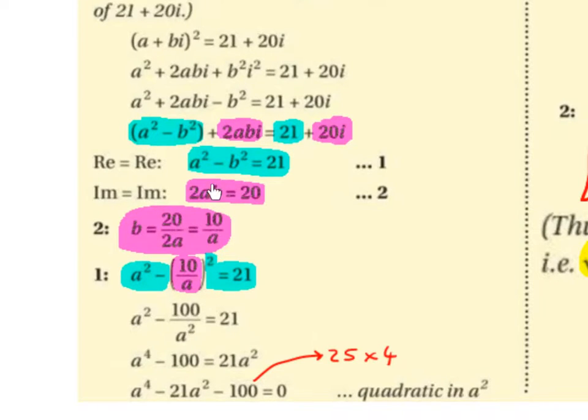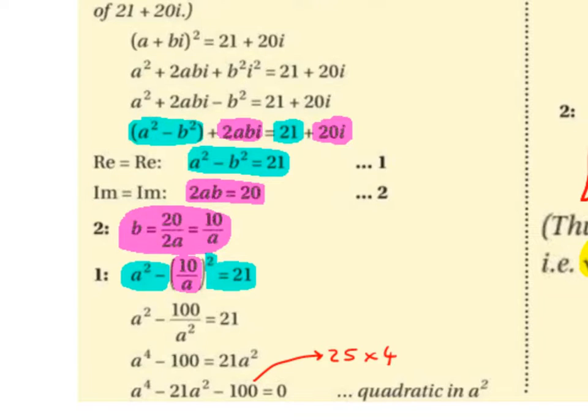So we're going to take equation 2 and solve for b. So we're going to say 20 divided by 2a, we'll get the b on its own, and 20 divided by 2a is going to be 10 over a. Next we're going to take equation 1 and substitute the b into equation 1. So equation 1 was a² - b² equals 21. So we're going to swap the b for 10 over a. So we get a² - (10/a)² equals 21. So we literally just swapped that b for 10 over a.